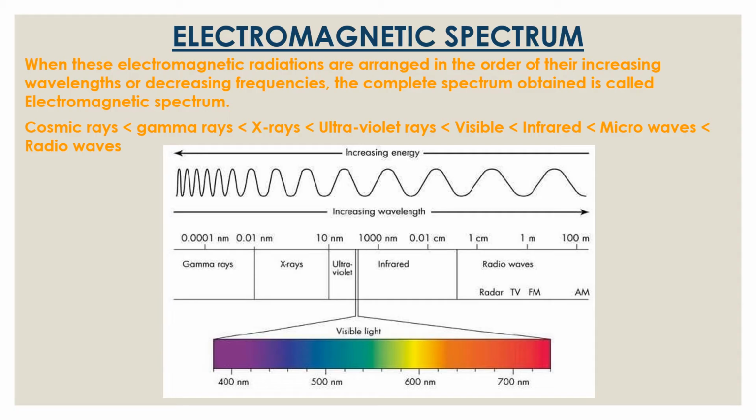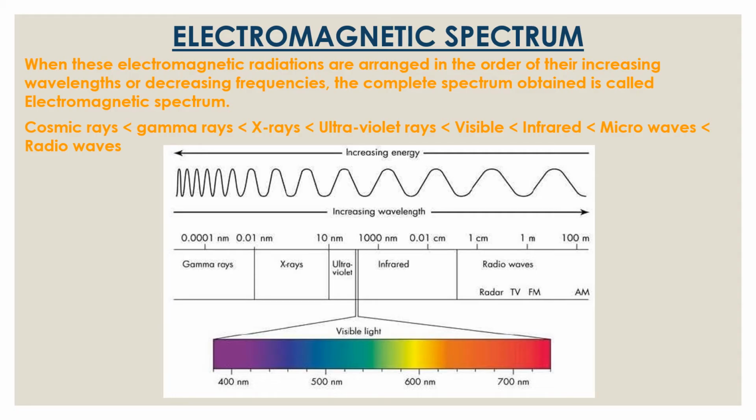You can see over here. So now we can define what is the electromagnetic spectrum. When these electromagnetic radiations are arranged in order of their increasing wavelengths or decreasing frequencies, the complete spectrum obtained is called the electromagnetic spectrum. You can also see over here the visible range of the electromagnetic spectrum in terms of nanometers, we can say 380 nanometers to 760 nanometers.